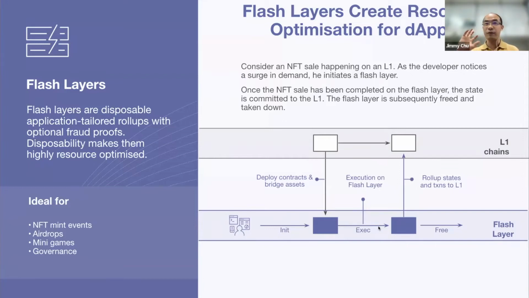Then people will do their stuff here on flash layer. Maybe they mint the tokens, and then they run different kinds of games, so that all the execution happens on the L2. And finally, when the campaign is done or when the game is finished for that round, we have the technology to roll up all the states and the transactions back to the L1. And finally, he could decide to dispose of the resources there. So this is a whole walkthrough of how a flash layer works.